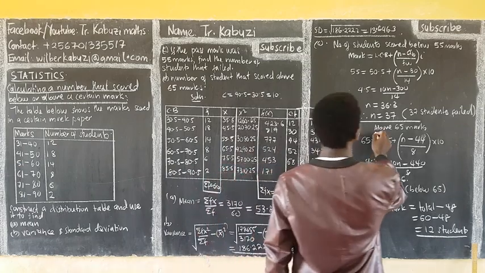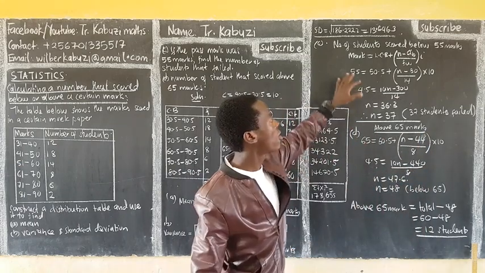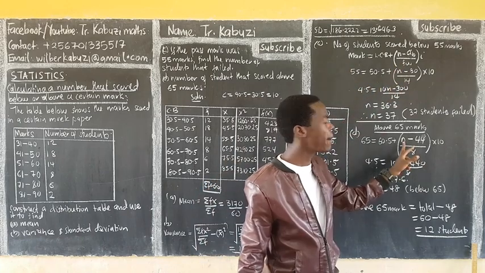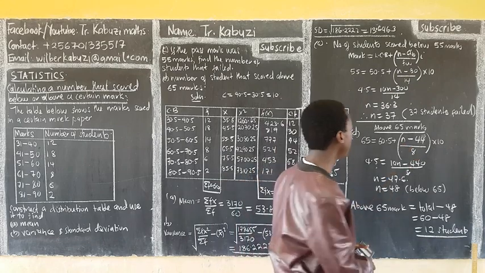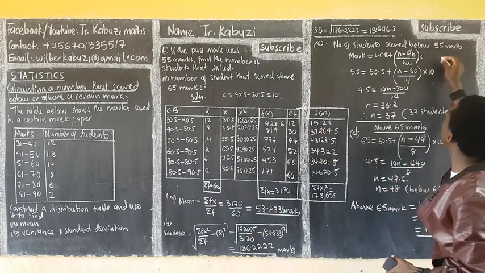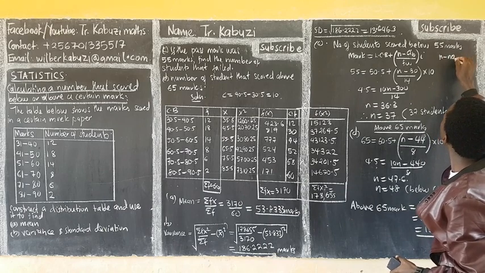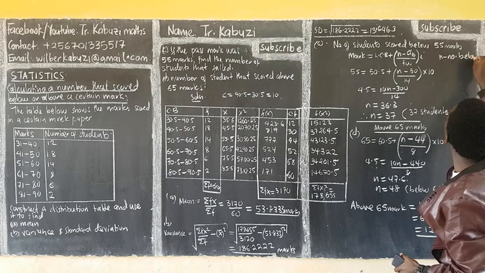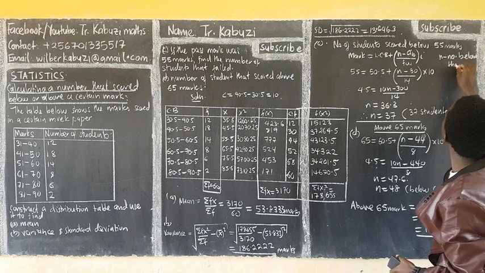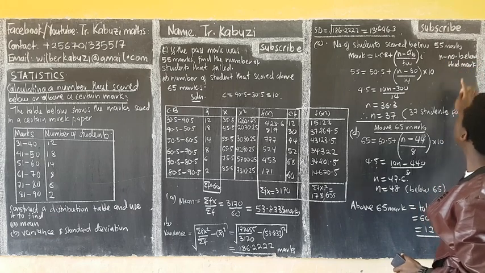So for above 65 marks, that's the formula. What this n is, the number you are down. This n represents the number below. Let me indicate it here. N is the number below that mark. So n is always the number below that mark.